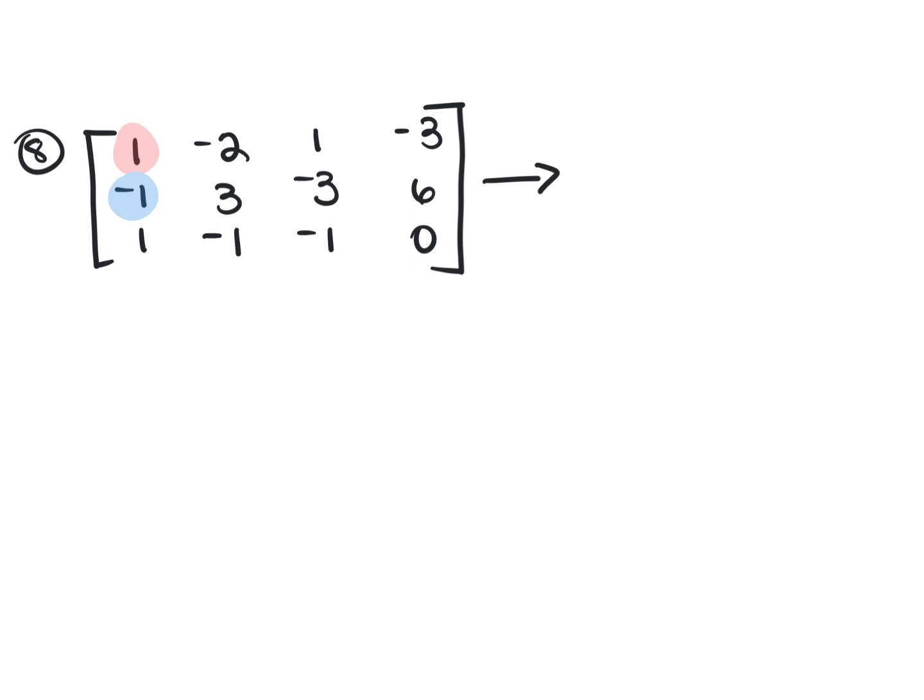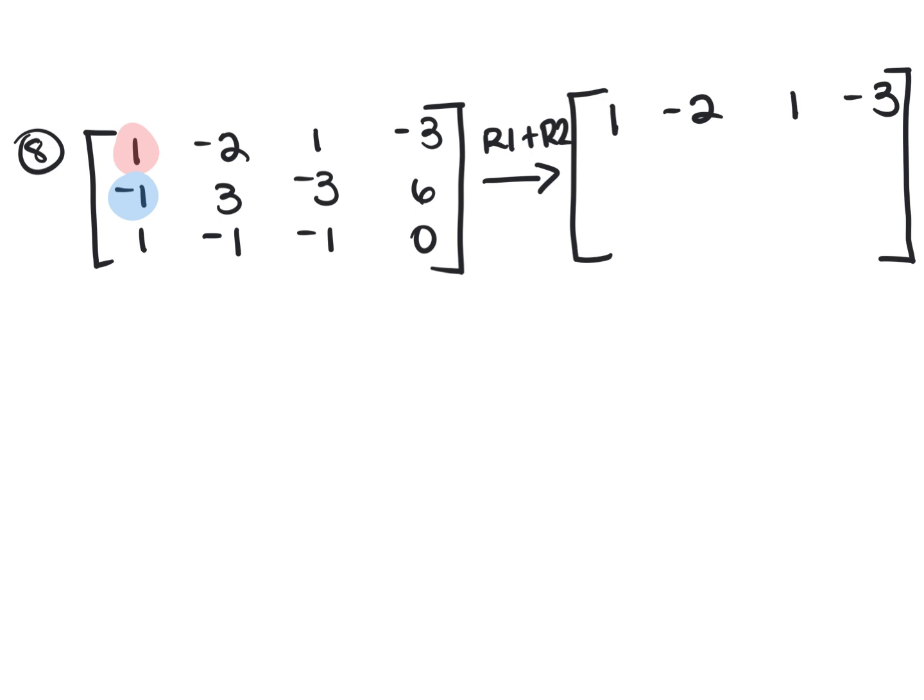So row 1 is going to stay just like it is. So row 1 plus row 2. So row 1 stays unchanged at this stage. And then we add that to row 2. So 1 plus a -1, -2 plus 3, 1 minus 3, and -3 plus 6.